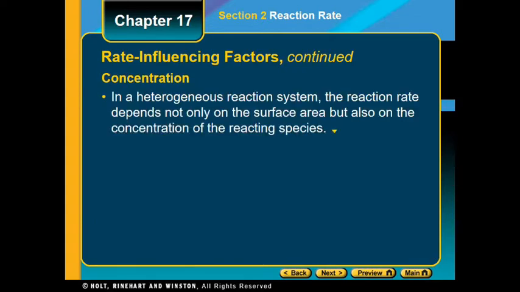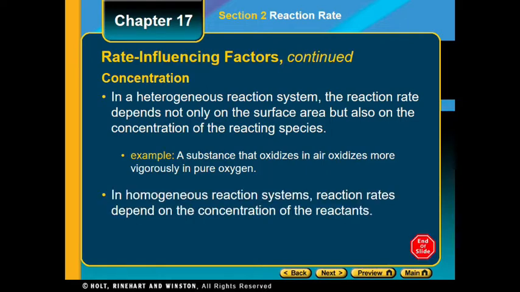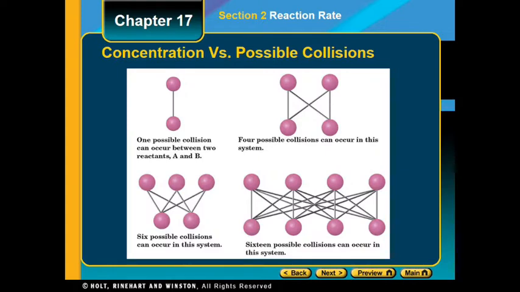Concentration, again, if you have a heterogeneous reaction system, it doesn't just depend on the surface area, but also the concentration that you have. And the example they've given says a substance that oxidizes in air oxidizes more vigorously in pure oxygen. So if you just had air, which again, if you think of air, it's really 70% nitrogen, the more oxygen you can get to it, then the higher the concentration you have of your oxygen, the more oxidation can take place.